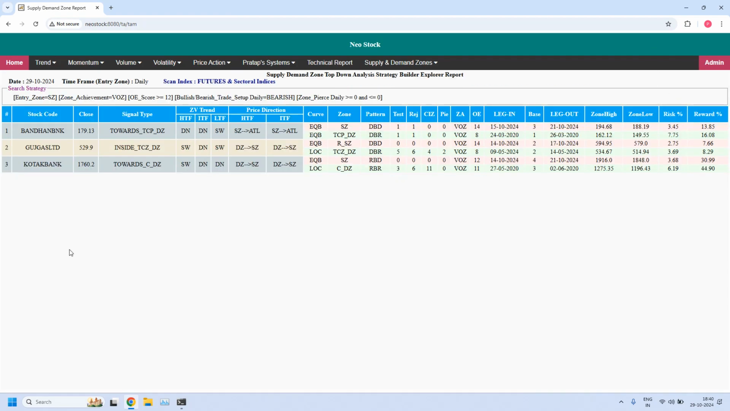Let's verify. We got 3 stocks. Currently these 3 stocks are supporting bearish trade setup for monthly income trade. The entry zone is a daily supply zone.